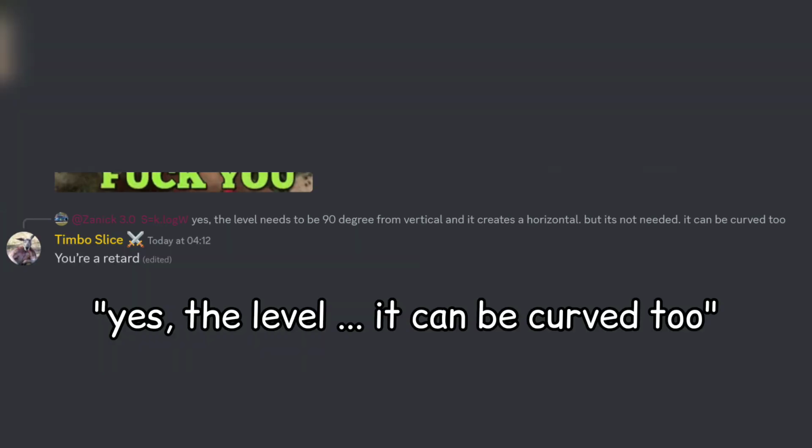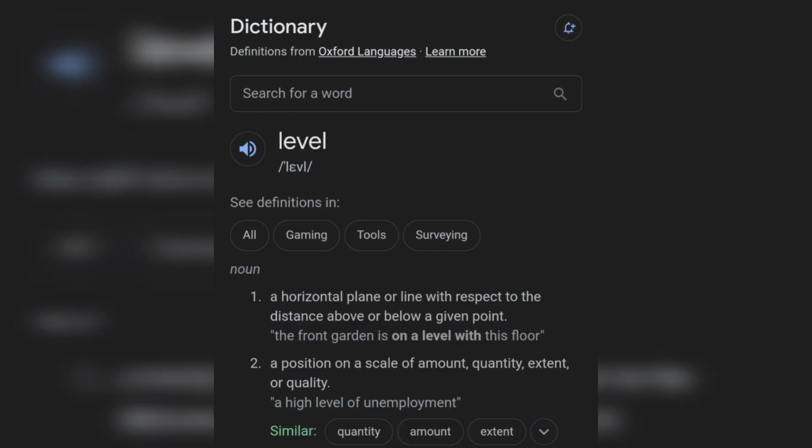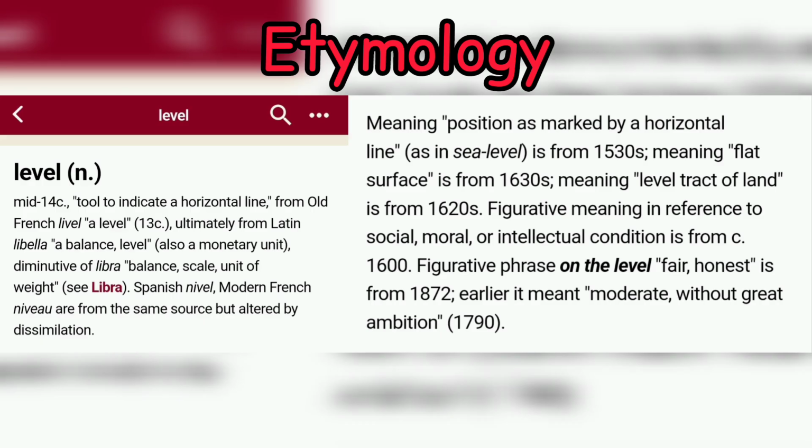Zanick says, yes, the level can be curved too. Definition of level, the horizontal plane, or line with respect to the distance above or below a given point.